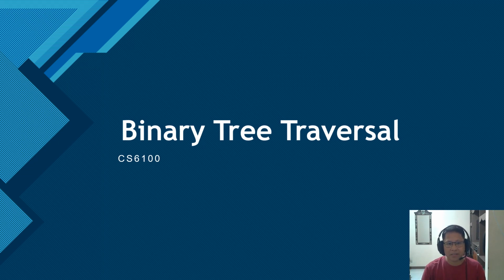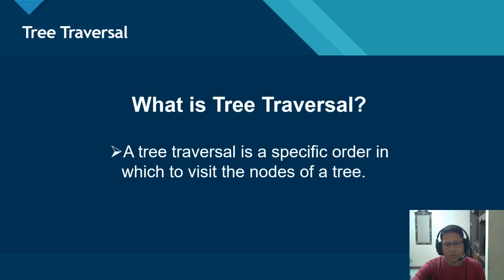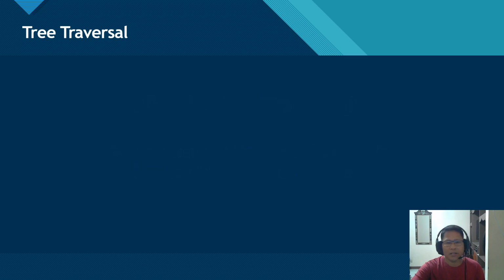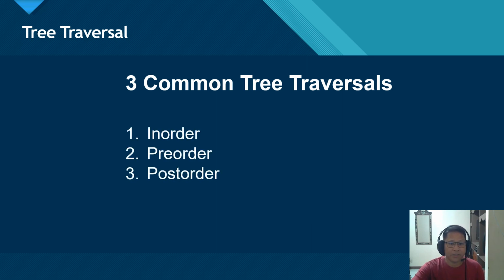Today, I'm going to be demonstrating binary tree traversal. So, what is tree traversal? A tree traversal is a specific order in which to visit the nodes of a tree. There are three common tree traversals: in-order traversal, pre-order traversal, and the last one is the post-order traversal. I'm going to discuss these one by one.